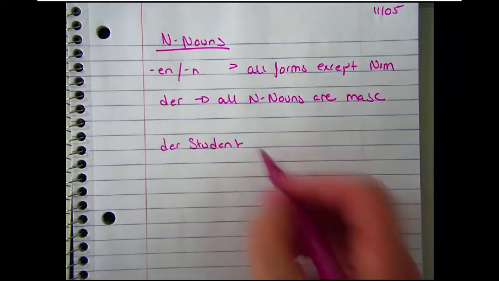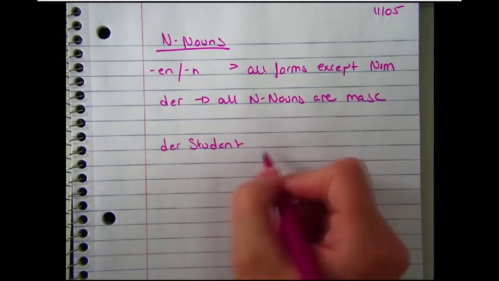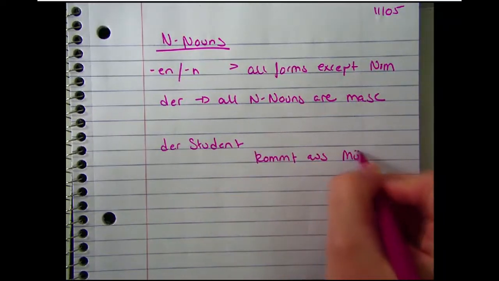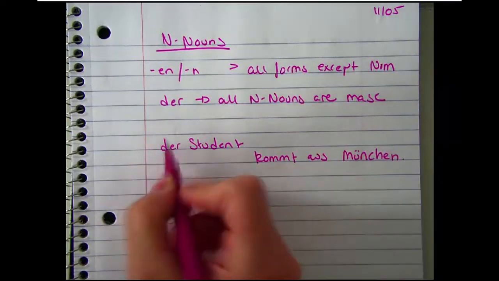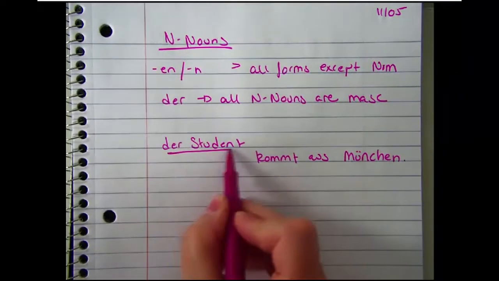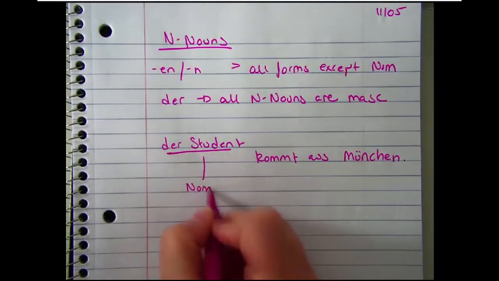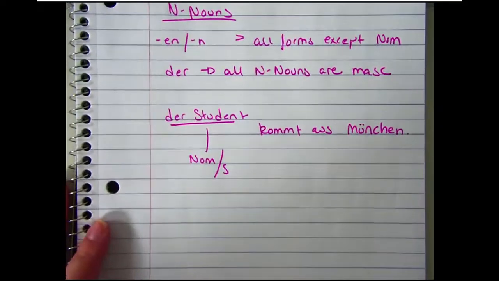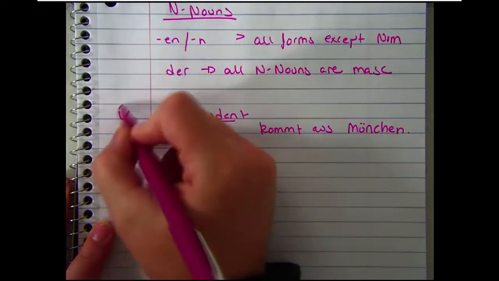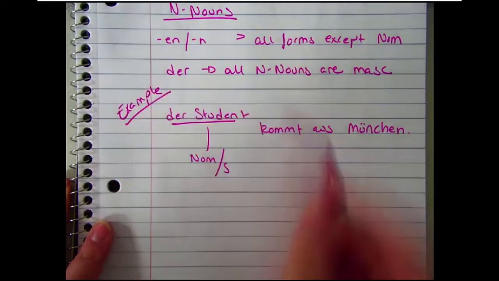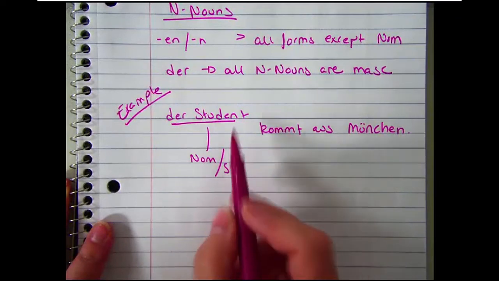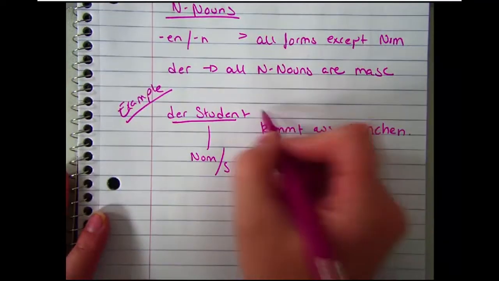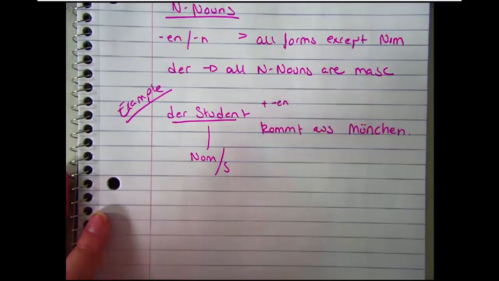So if I had a sentence like der Student kommt aus München, nothing would change. Of course, I'd capitalize that because this is your nominative case. So it's the subject here. So I wouldn't do anything to change it. But I know it's an end noun. So that means in all other forms, so anytime I'm using it in any other case, I have to add an en to this noun.